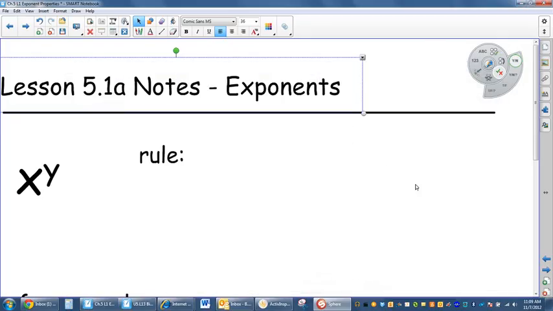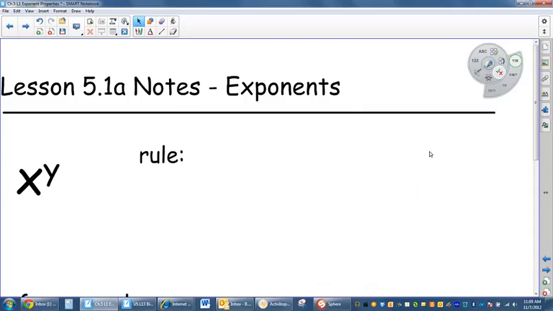Okay, lesson 5.1a. We're going to talk about exponents, and we have 7 exponent rules that we're eventually going to talk about today. So first off, there are two parts. There are two parts here.